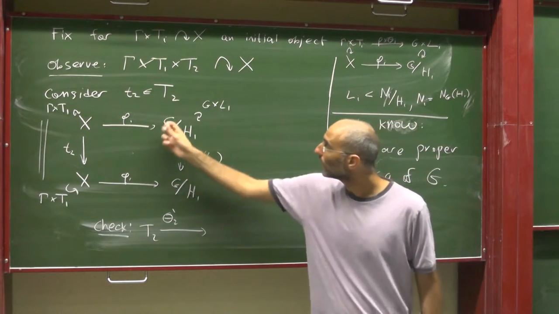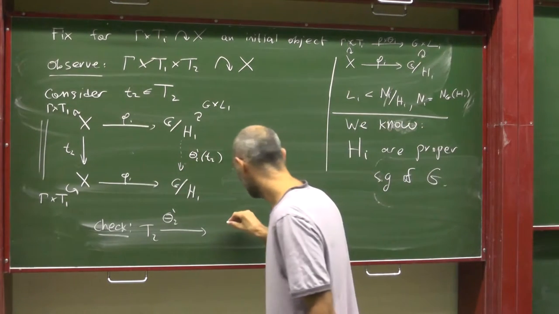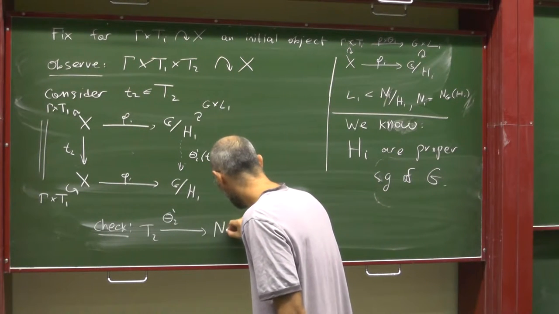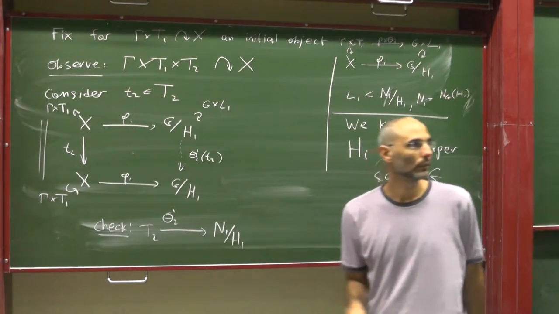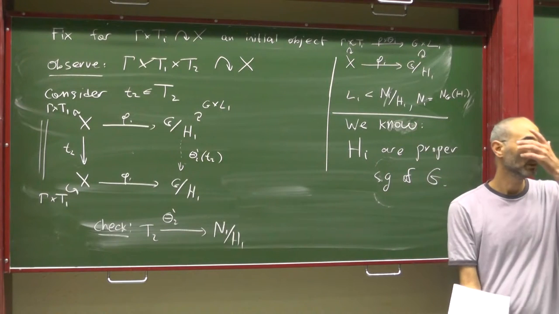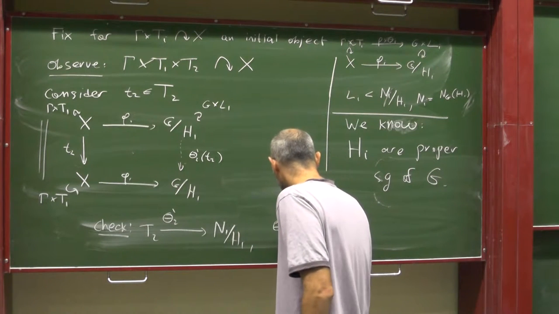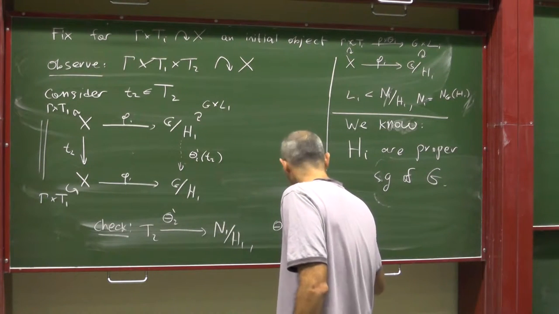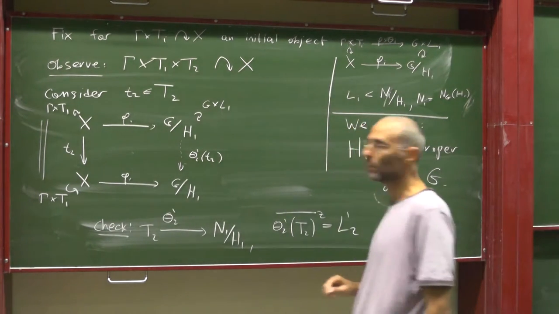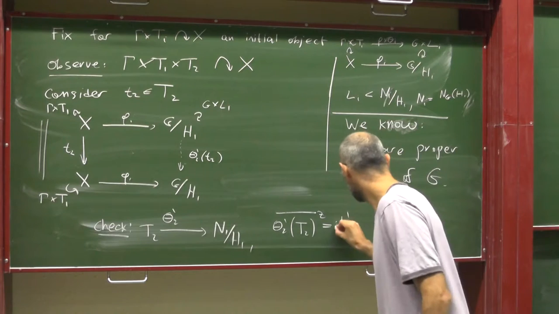This will be a map into the automorphism of G mod H1 commuting with G. It will be a map into N1 mod H1. Actually, into the centralizer of L1 in it. But never mind that. And of course, I will denote the Zariski closure of it by M prime.